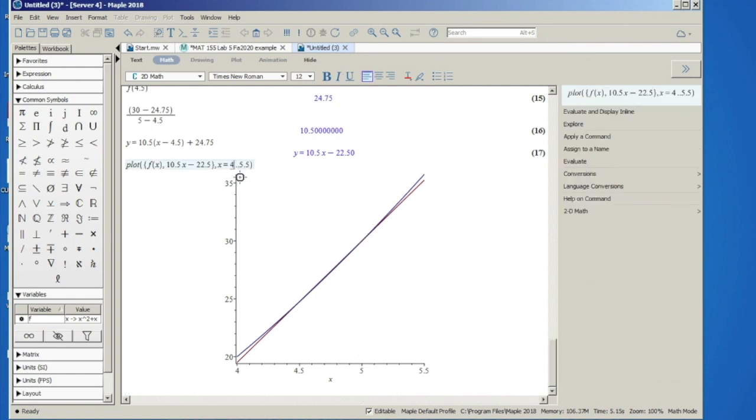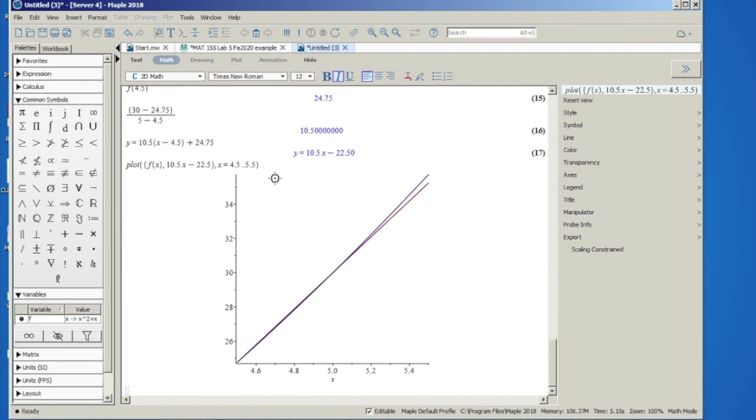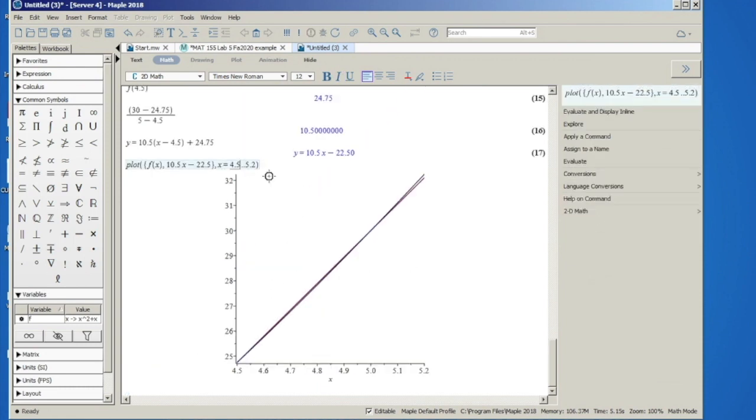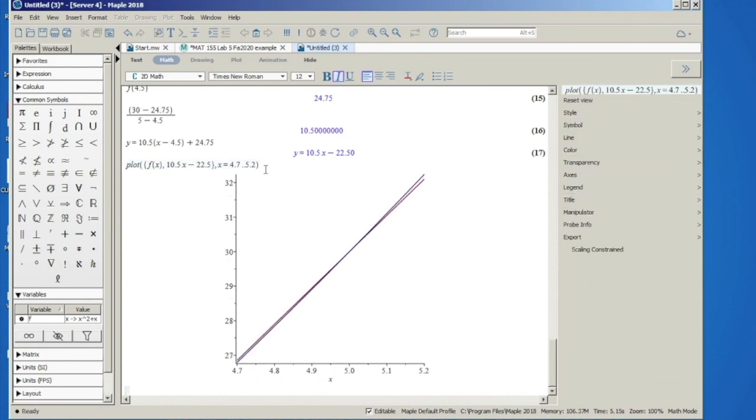We could try to zoom in closer to see. Yeah, the closer I get, let's see, 5.4. Let's do 5.2. Let's do 4.7. Let's do 5.1.